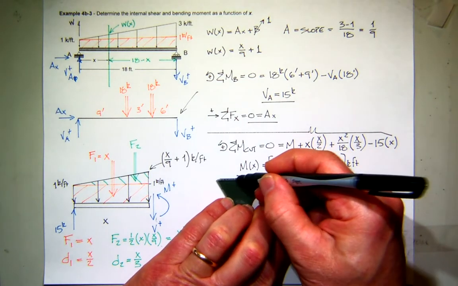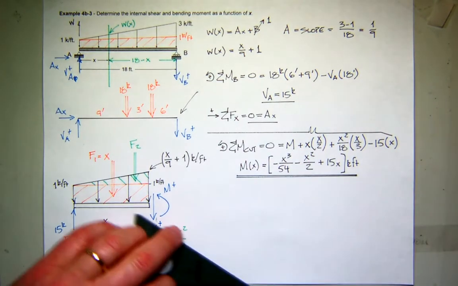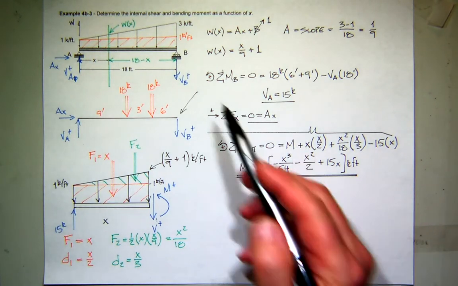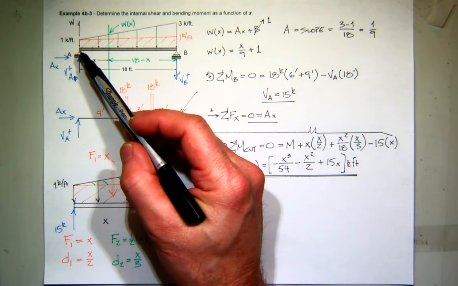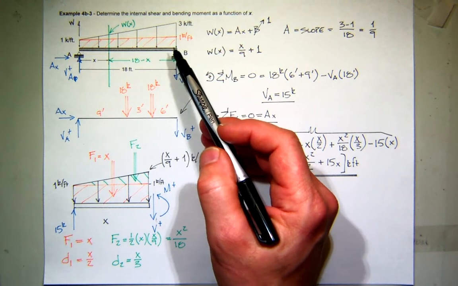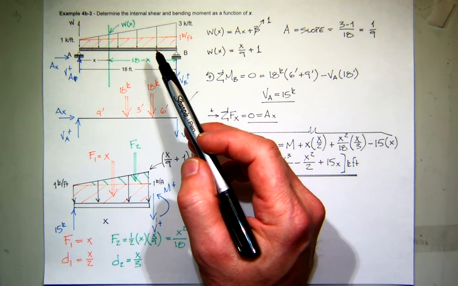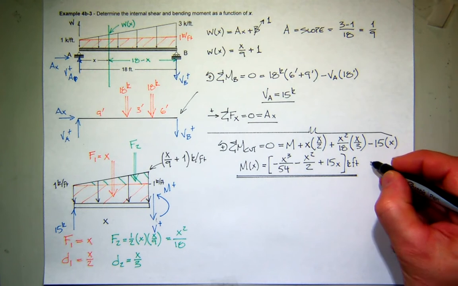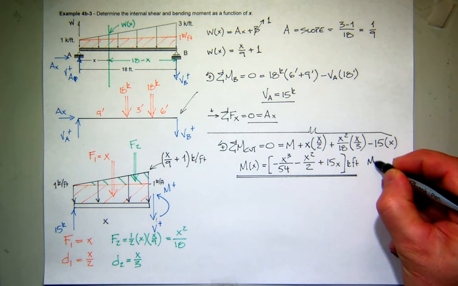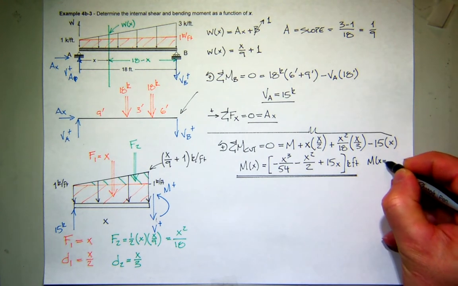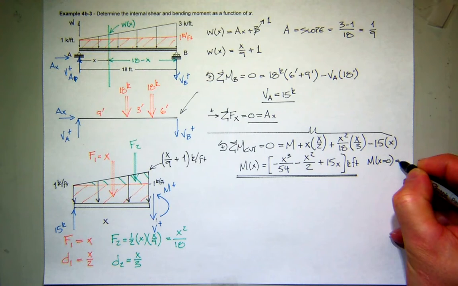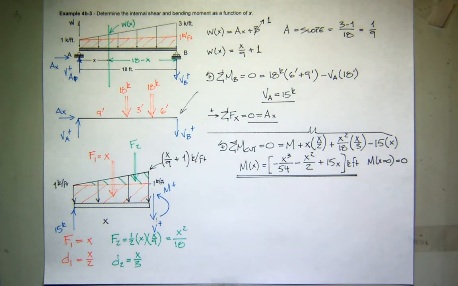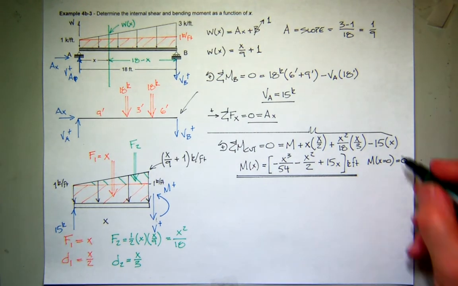Can I check it? Do we know the moment someplace? If you look back to the original problem, I've got a pin connection and a roller connection. What's the moment at those? 0. So that means that I should be able to find that the moment when x is equal to 0 should be 0. Does my equation give me that? It does. You plug in x equals 0, you do get 0.